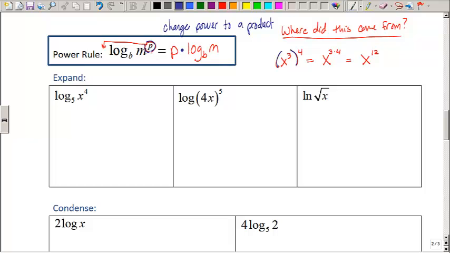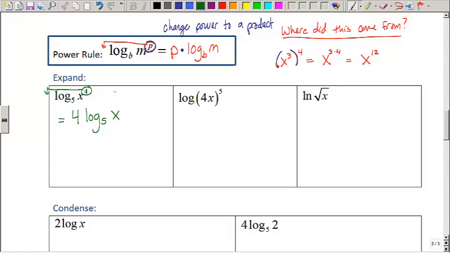Log base b of m to the p is the same as p times log base b of m. Or a shortcut is, if you just think the exponent of the argument can move down into the front, that's just a short way of thinking about this power rule. So when I move the 4 down to the front, I get 4 log base 5 of x. That's all I can do on this particular problem. Let's look at the next one.